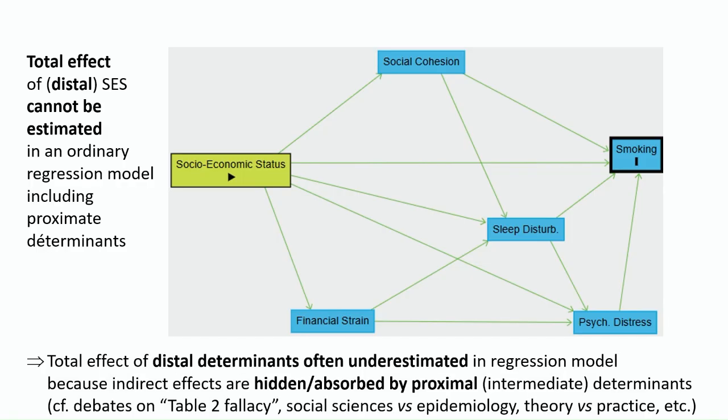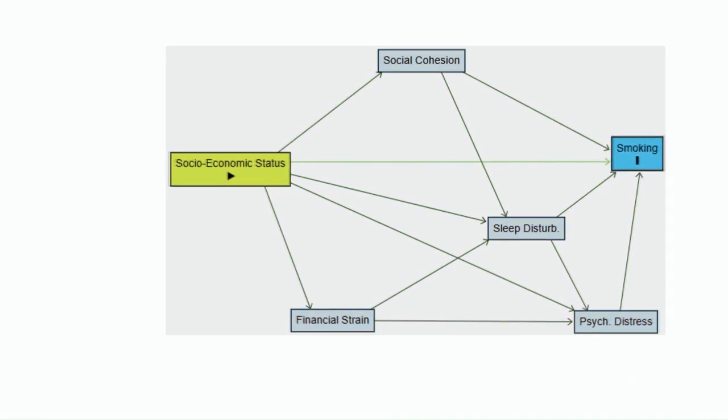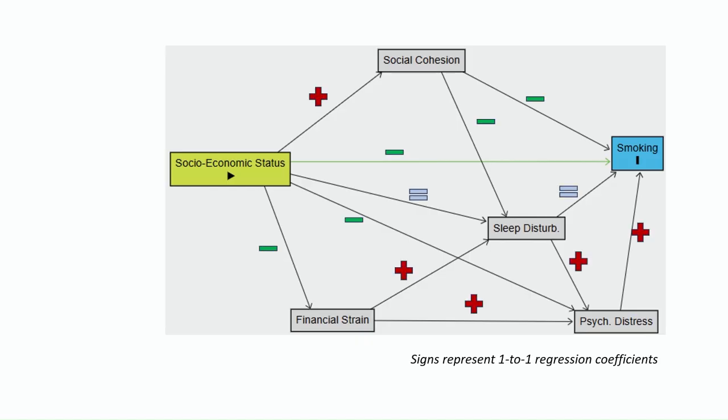This causal diagram presents in a simplified way the empirically estimated correlation between the different variables. The direct effect of SES on smoking is represented by the green arrow. We can see that there are many other paths that lead to smoking through other latent variables. The causal links between these variables can be positive, negative, or nil.